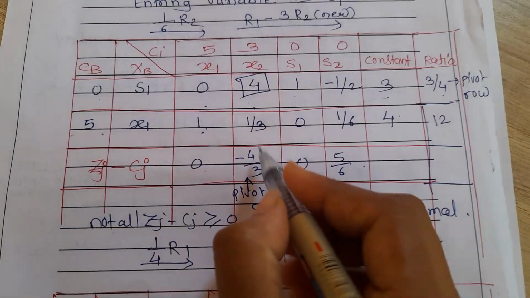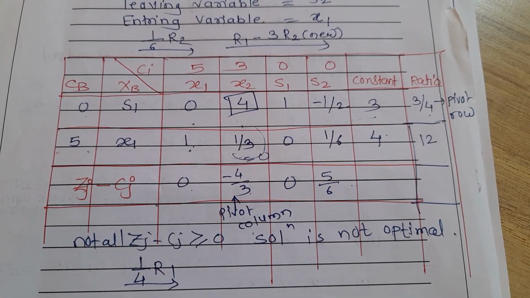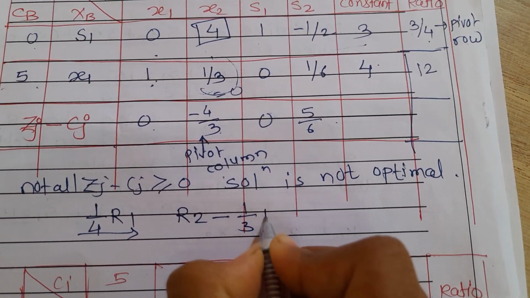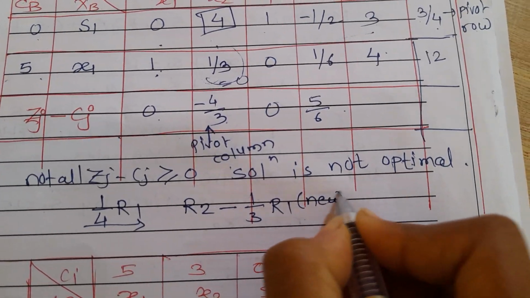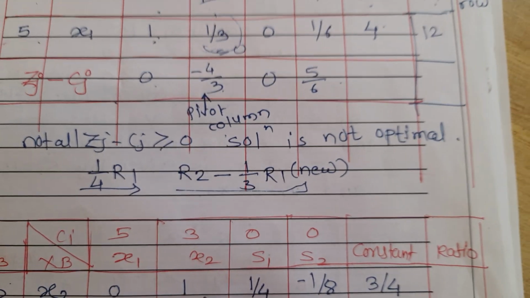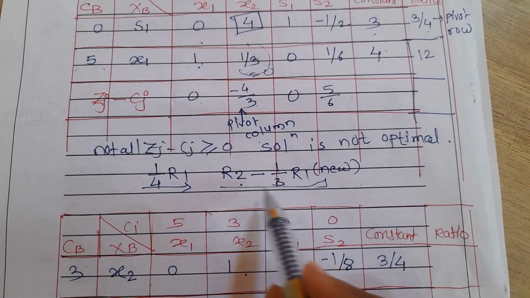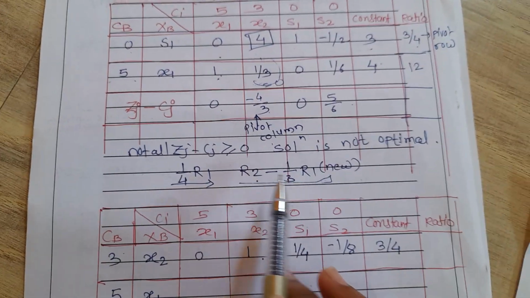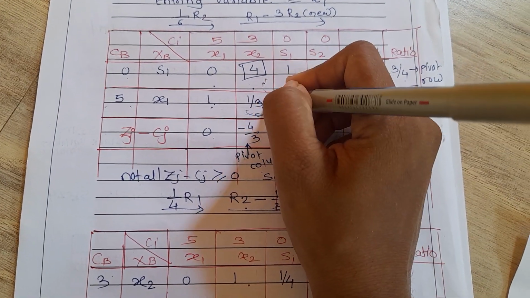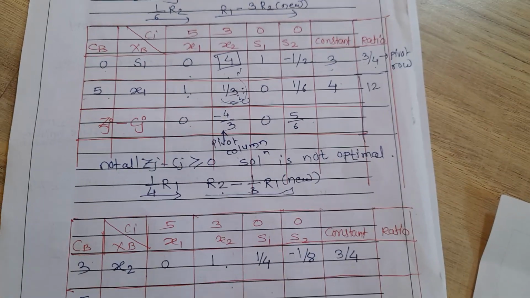Now we want this 1 by 3 to equal 0. How will it become? It will become R2 minus 1 by 3 times R1. That is the new R1, because the new R1's element is 1. Therefore, R2 is 1 by 3, and 1 by 3 minus 1 by 3 into 1 becomes 0. We select this operation by considering these two elements, and then we apply this operation in all of the second row.